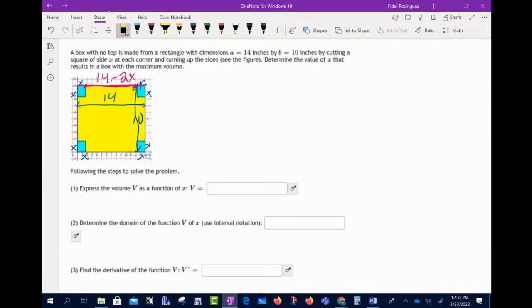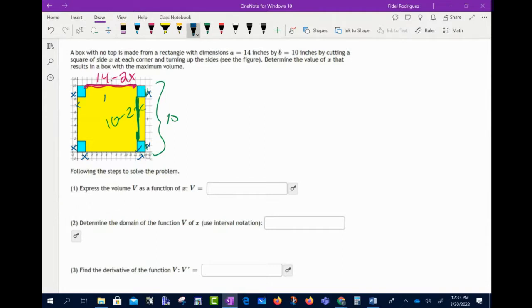So this little distance right here is going to be 14 minus 2x. Now I've got another question. What would this distance right here be? If the total distance from here was 10, what would that green distance be? Anybody know? It'd be the same thing, right? It would be 10 minus 2x, because again we're cutting out this little x right here and that little x right there.